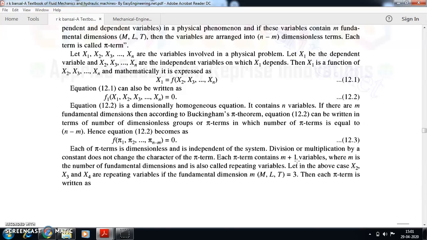Here m is the number of fundamental dimensions, and each pi term will have m plus 1 variables. So this is also called the repeating variables. This is very important. Repeating variables are the core of the Buckingham theorem. So let us discuss the same case over here.